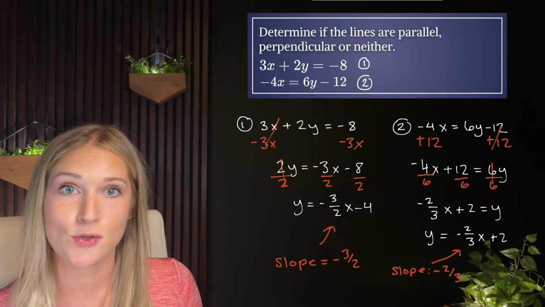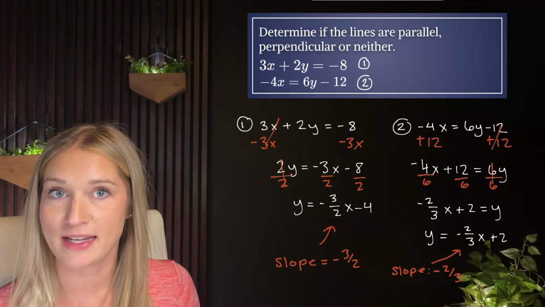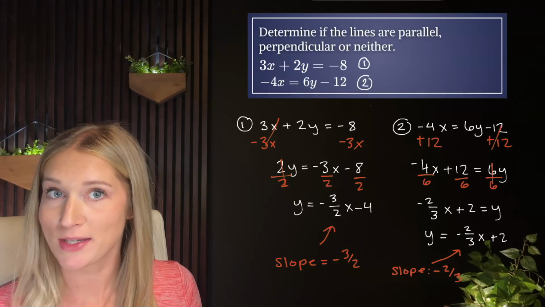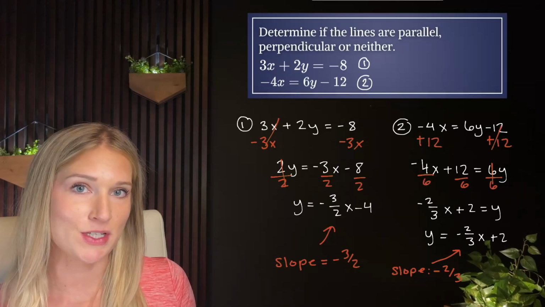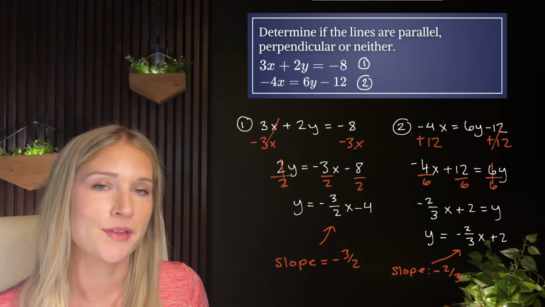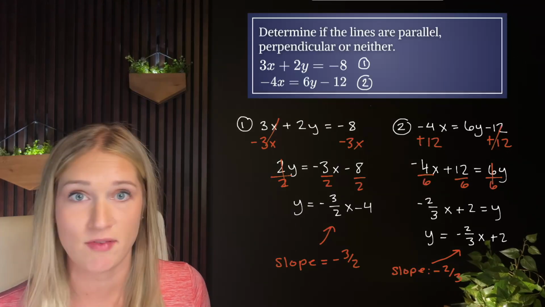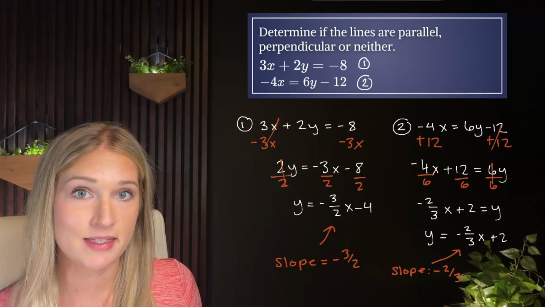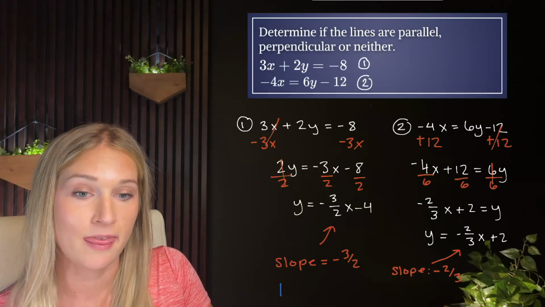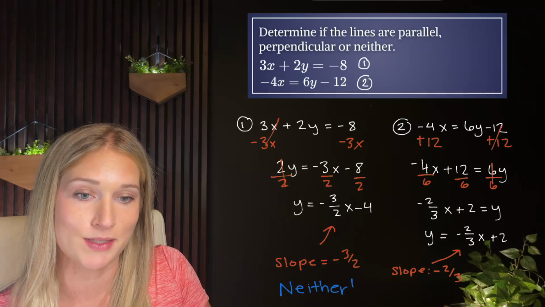Perpendicular lines have slopes that are opposite reciprocals, meaning one's positive and one's negative, and they are reciprocals of one another. Well, these two slopes are reciprocals of one another. The first one is 3/2, and the second one is 2/3, but they're both negative. We need them to be opposite from one another, so one is positive and the other is negative. So since these lines fail both the tests for parallel and perpendicular lines, they are neither parallel nor perpendicular.